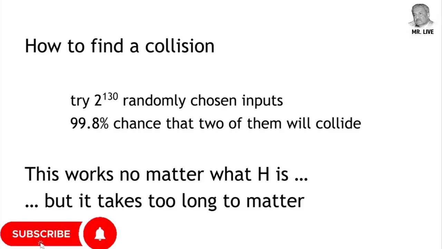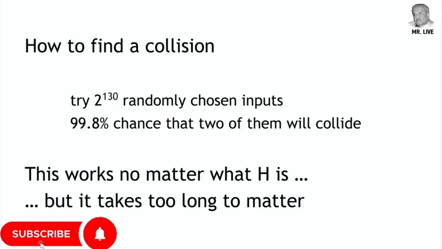This method works no matter which hash function we're using. There's still a 99.8% probability that this works, and if it doesn't work, just try it again. It'll probably work the next time. But this doesn't really matter, and the reason it doesn't really matter is that this procedure takes 2 to the 130 steps in order to get to that high probability. So we can say something like this.